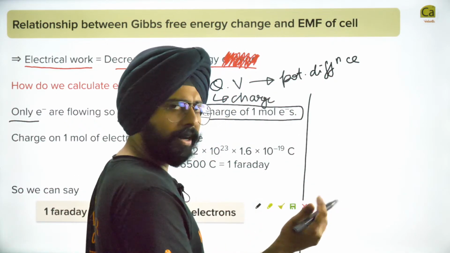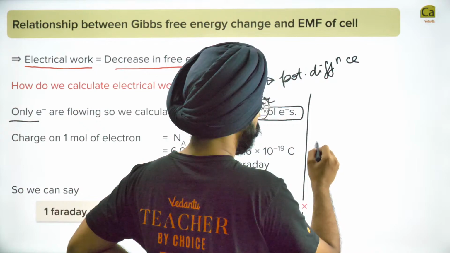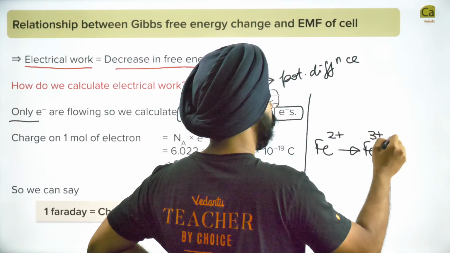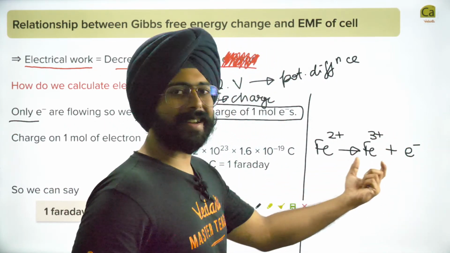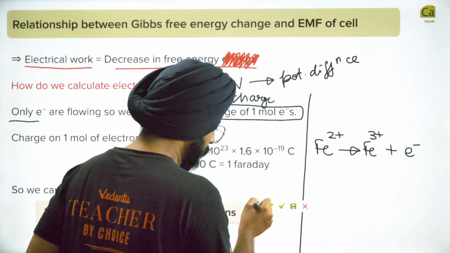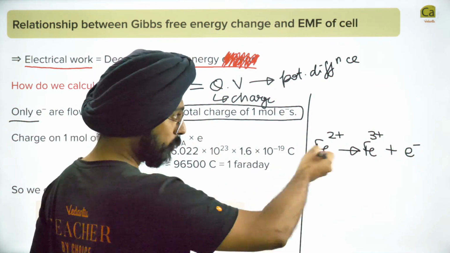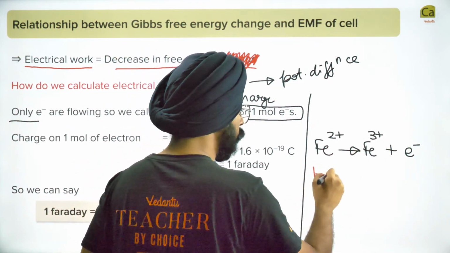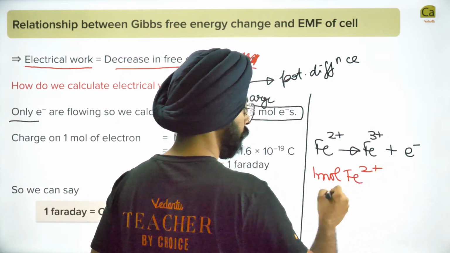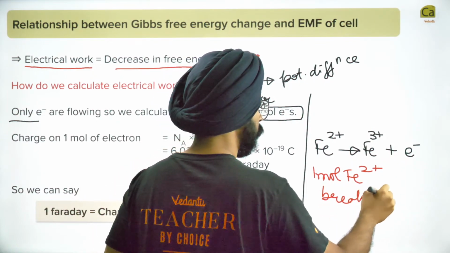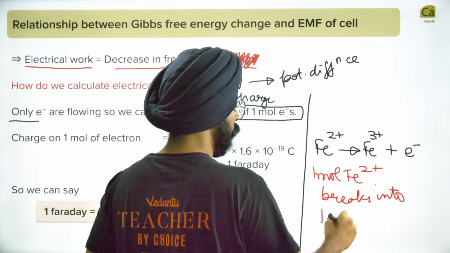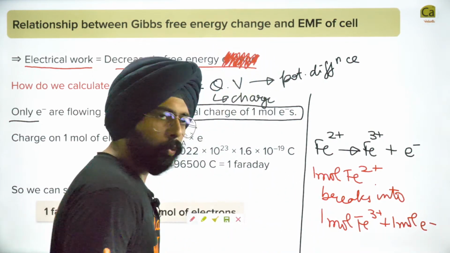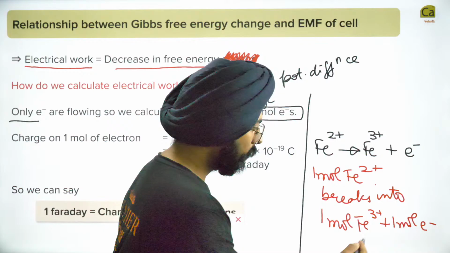Dekho. Whenever I do a redox reaction, let us say Fe2+ is going to Fe3+ plus an electron. Whenever I write this reaction, what do I mean? I mean that in this particular oxidation reaction, I am taking 1 mole of Fe2+ that breaks apart into 1 mole of Fe3+ plus 1 mole of electrons. So whenever I'm dealing with chemistry, I'm always dealing with moles of electrons.